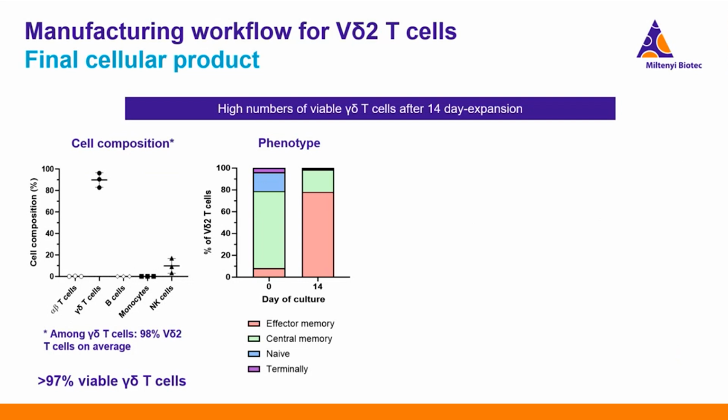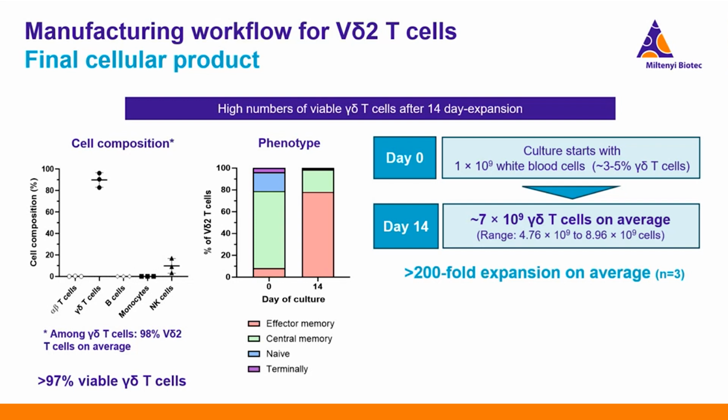So once we have separated the cells and we trigger the expansion, we keep them for 14 days in culture. And after these 14 days, we recover a highly enriched gamma delta T cell final cell product. So there is a remarkable expansion of gamma delta T cells, as we see in the graph on the left. Among those gamma delta T cells, 98% correspond to the Vδ2 subset, and they are highly valuable. And besides that, they also express a favorable phenotype of effector memory by day 14.